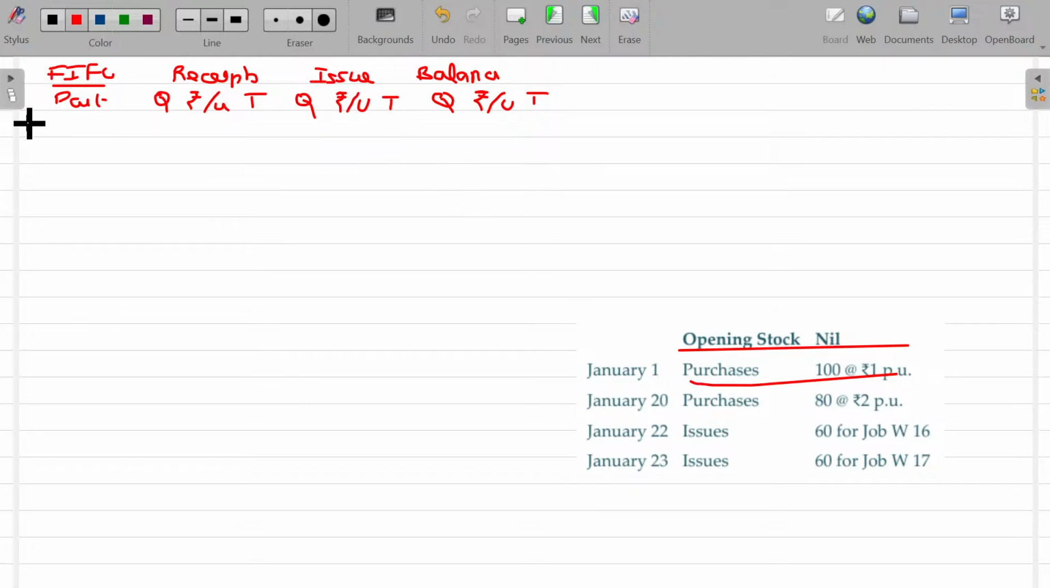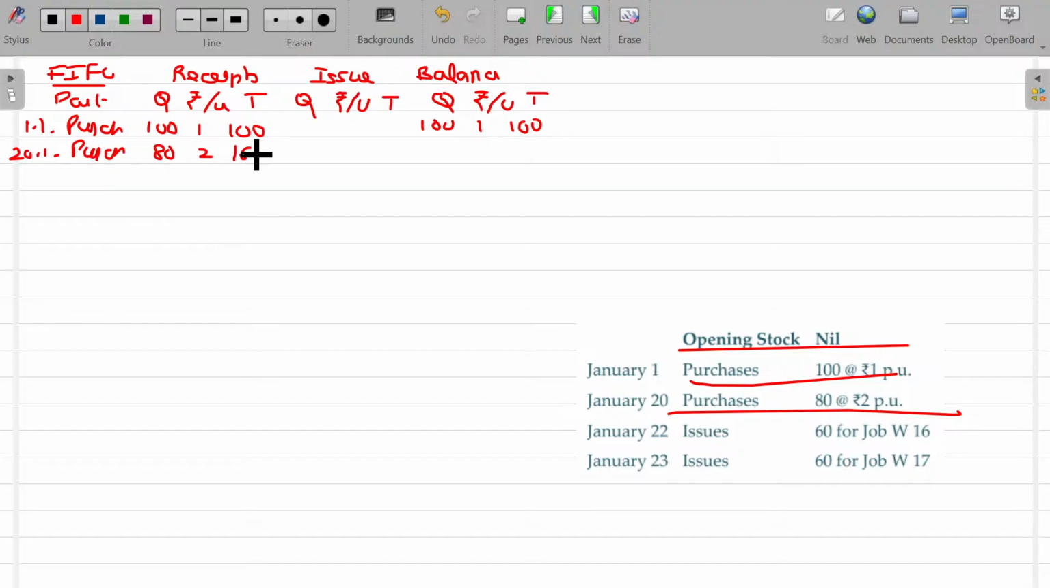On which date? 1st January, purchases, GRN note, receipts 100 units, price being 1, total 100, balance being 100, 100. Then on 20th Jan, again we purchased 80 units at rupees 2, 160. Closing value being, already we have 100 units at rupees 100, 80 units newly purchased for 160. So we have two differently rated items here.